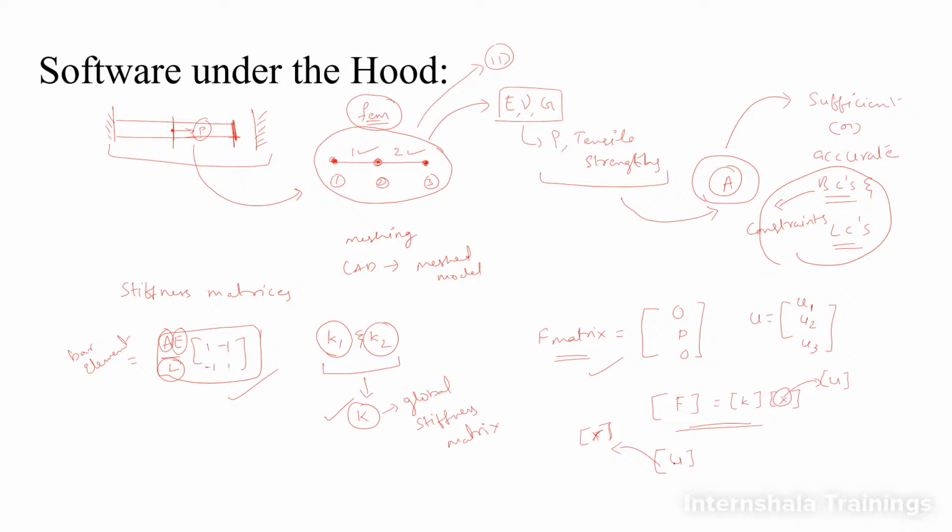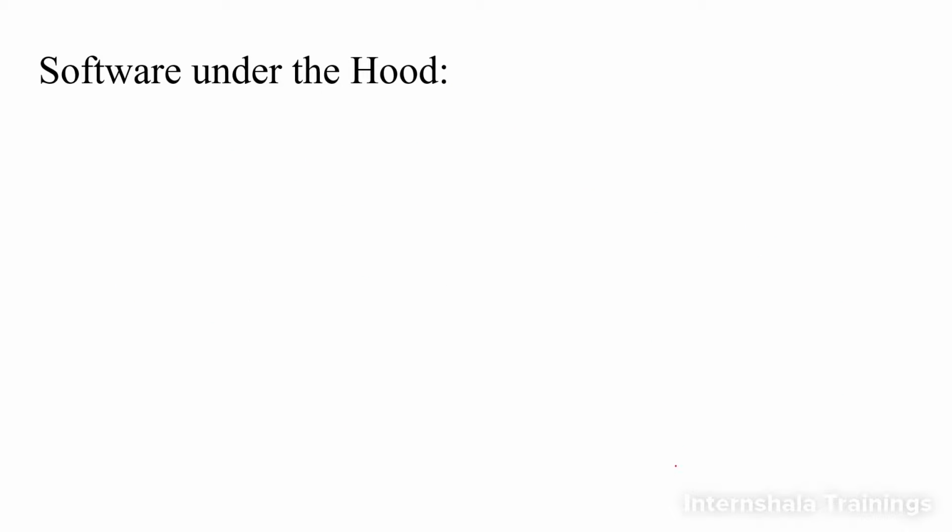Once we get this x matrix or the displacement matrix, using this characteristic equation we are going to solve for the matrix of u, right? Once we get these results, they will be at nodes only. We are not going to get them at the interior of the elements. We are going to get these displacement values at nodes only.